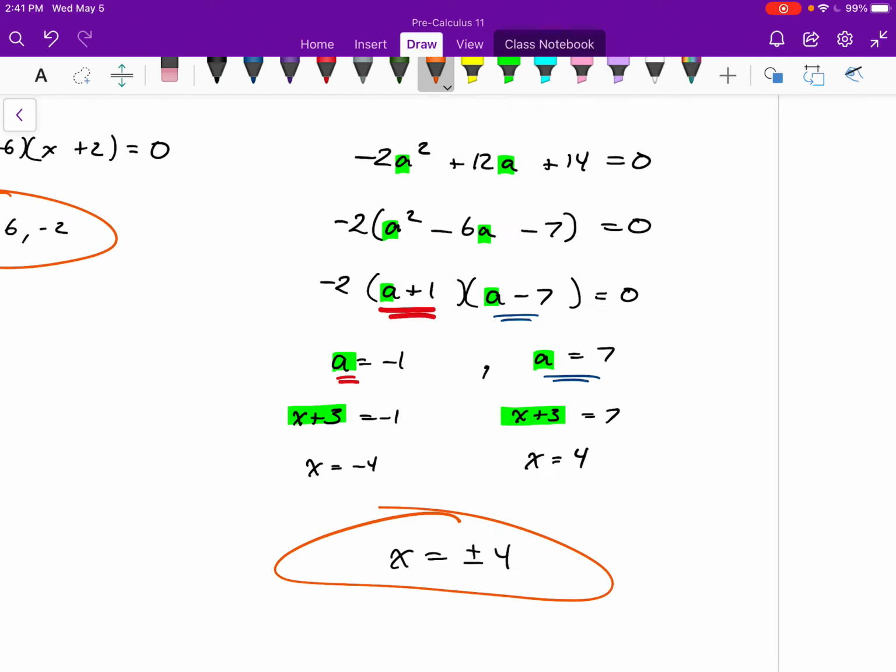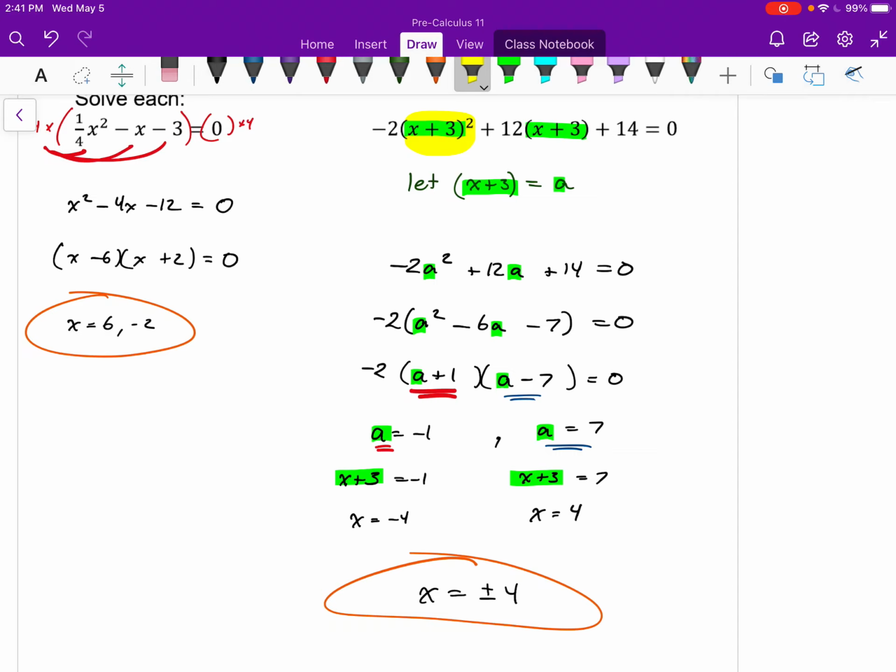And again, if you were to expand and simplify (x + 3)², and then distribute, and then collect like terms, and then factor, you should get the same answers. It would be, I think, more work, but it would be correct.